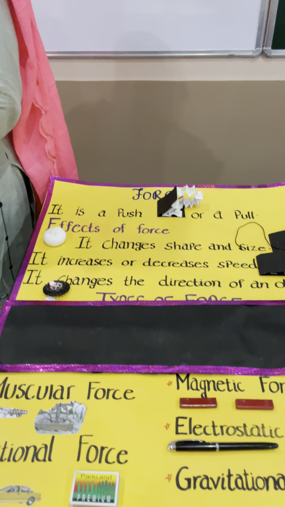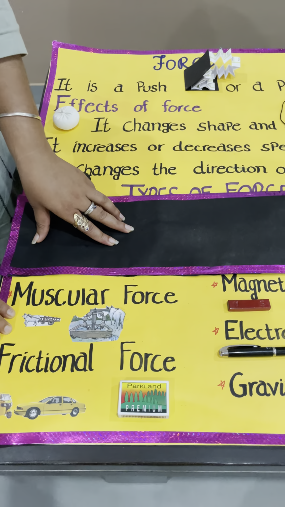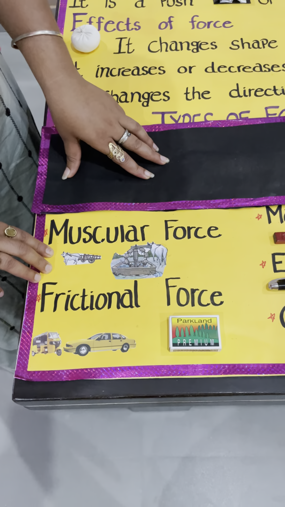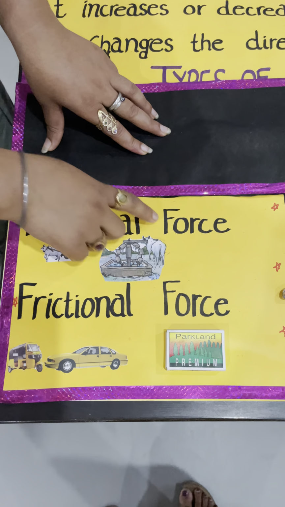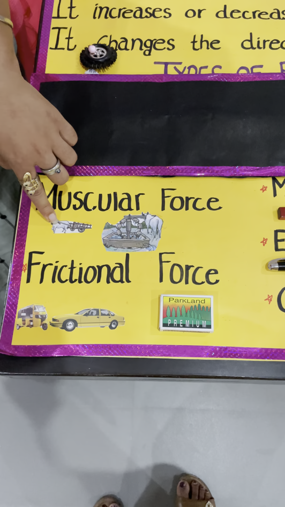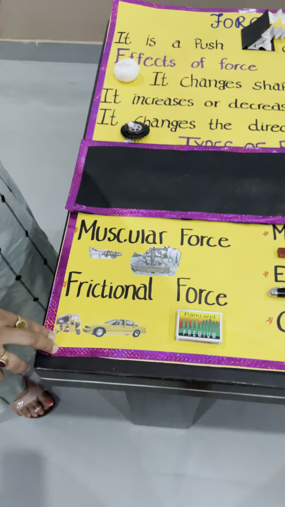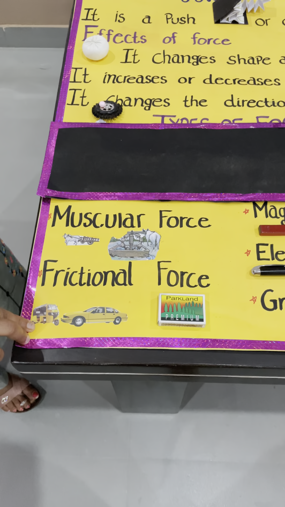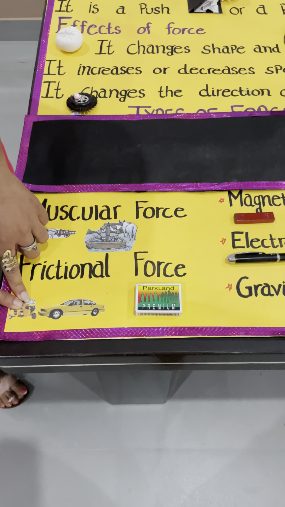Now, in our everyday life, we see that we are doing so many works with our body parts. So the force exerted by our body parts is known as a muscular force. In this figure, these bullocks are working and they are applying their muscular force for the works, and on the roads we can see that the accidents occur because of the friction between the two vehicles.